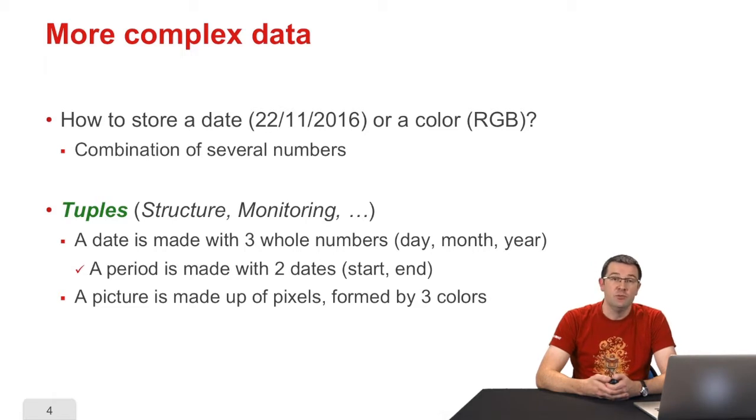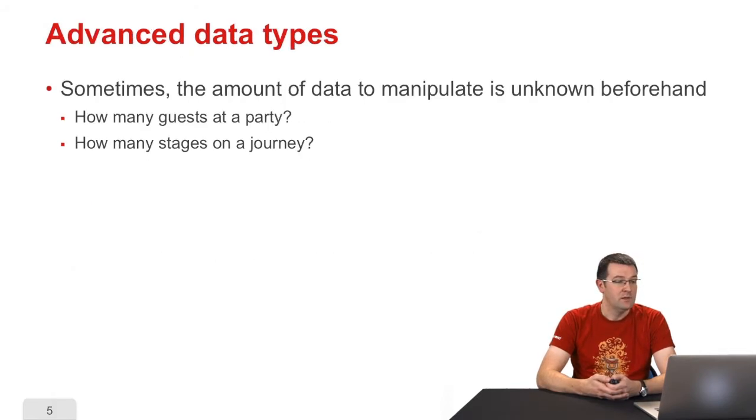Let's simply say that a tuple is made up of 3 whole numbers. So the day, the month, the year or the quantity of red, green or blue. So the 3 numbers are assembled to create a more complex data, made with these 3 values. Eventually, we can make tuples of tuples. If we say, for example, that a period is made with 2 dates, that are made with 3 numbers, or an image is made with pixels that are made with 3 colors. So we can gather these numbers to create more complex data.